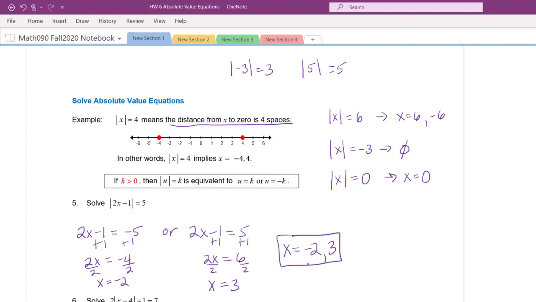And just like with any other equation, you can check your solutions. You can just plug each possible solution in individually wherever you see your variable and make sure it works out. If we plug in -2, we're going to get inside absolute values of -5, but absolute value of -5 is 5. If we plug in +3, then we'll just get +5, and that will work as well.